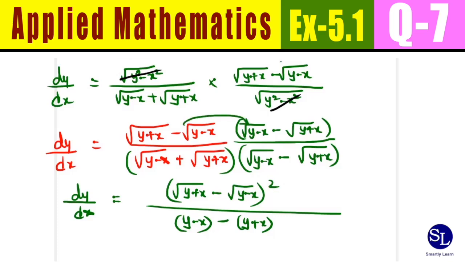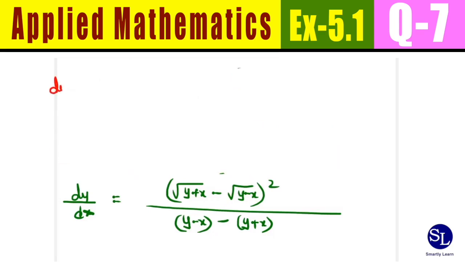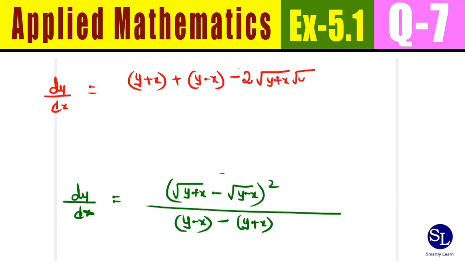Now let's apply the formula a minus b the whole square. So in this case, dy by dx is now going to become a squared, which is simply y plus x. Now plus b squared, which is going to be y minus x, minus 2 into root of y plus x into root of y minus x. That's the 2ab term, divided by, I'm removing the brackets here. So this is y minus x minus y minus x. So the minus y and the minus y will get cancelled. So let's keep the minus 2 there.